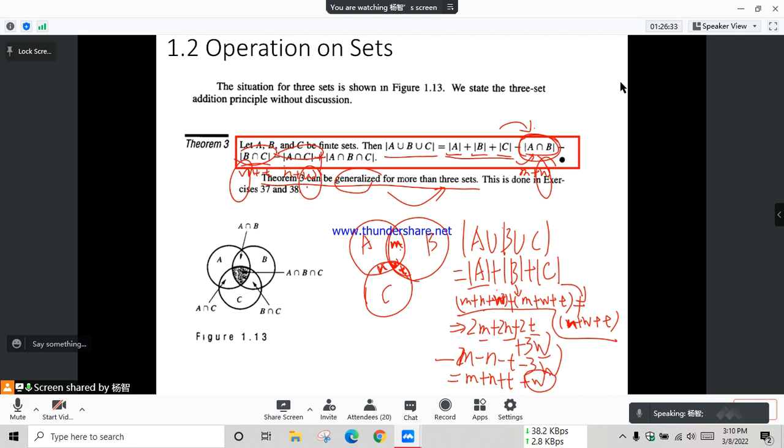And what's the result of W? The W is the central part. The W is the intersection of A and B and C. So you should add this part. Alright?